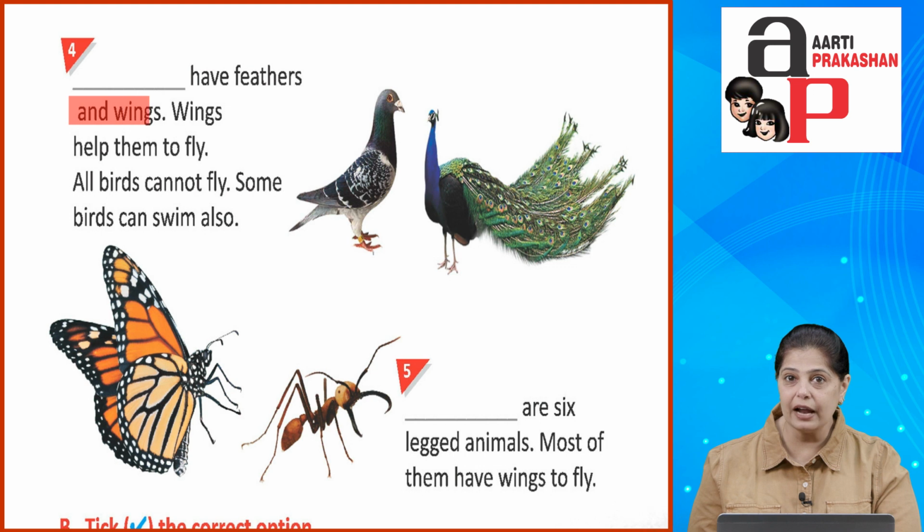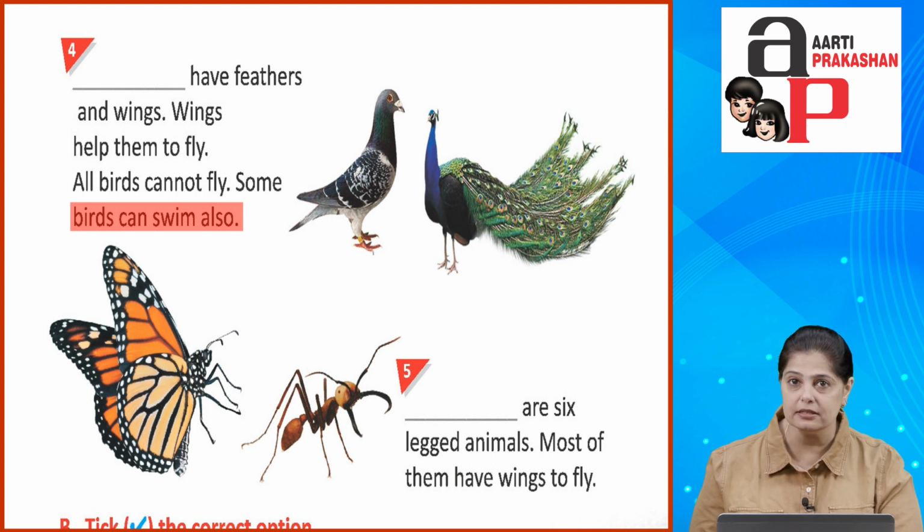Have feathers and wings. Wings help them to fly. All birds cannot fly. Some birds can swim also. So children, tell me, which are these? The ones that have feathers and wings? They are birds. And you know children, all birds cannot fly. Some birds can fly but not at a very high distance, like for example a peacock. A peacock can fly up to a tree but not beyond that. It has limits.